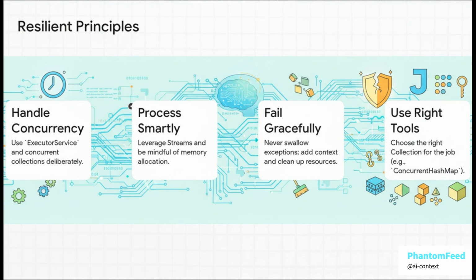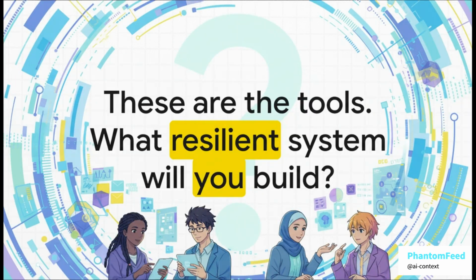First, you have to be deliberate about how you handle concurrency. Second, process your data smartly, using modern tools like streams, but always keep an eye on memory. Third, you have to plan for failure. Don't hide from it. Add context, clean up after yourself, and fail gracefully. And finally, know your tools. Using the right tool for the job, like the right kind of map or list, can make a world of difference.